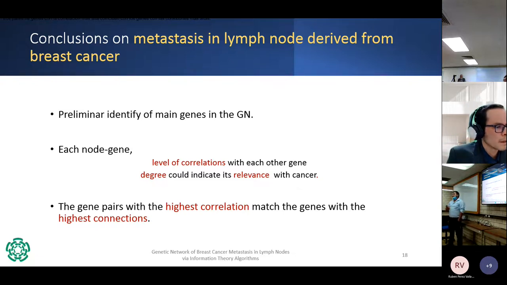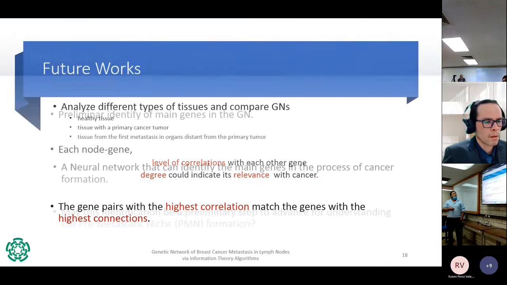And if the gene has some relevance with cancer, and the gene pairs, as we can see, the highest correlation matches with the genes that have the highest connections. So this is relevant information for us, because we can say that these are genes that are having a role in cancer, in the production of cancer or in metastasis.